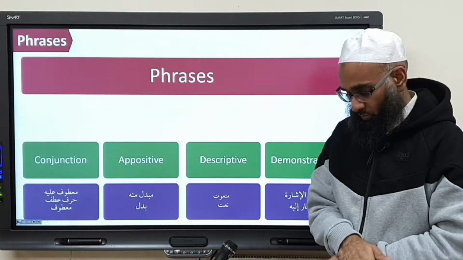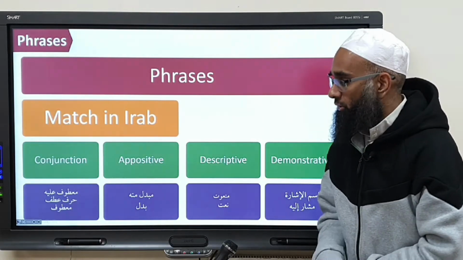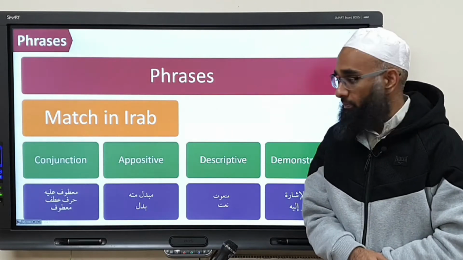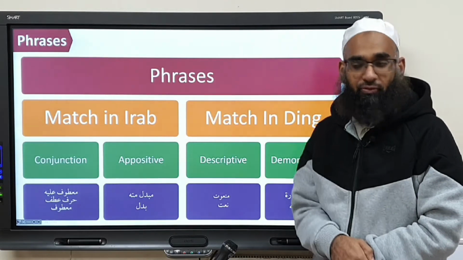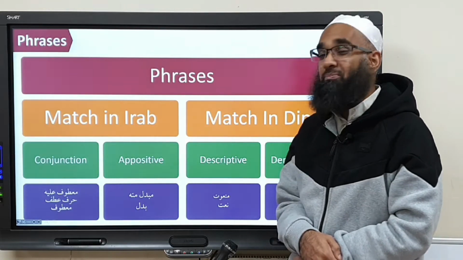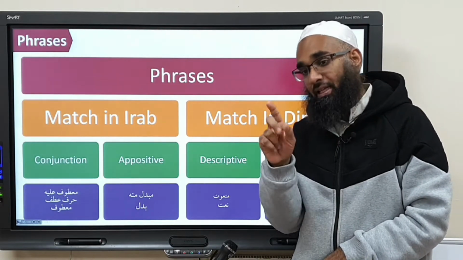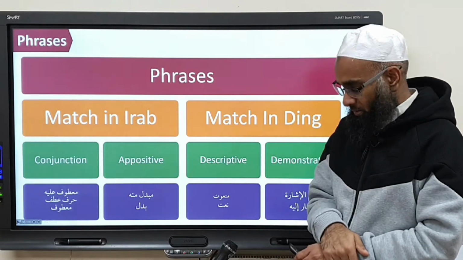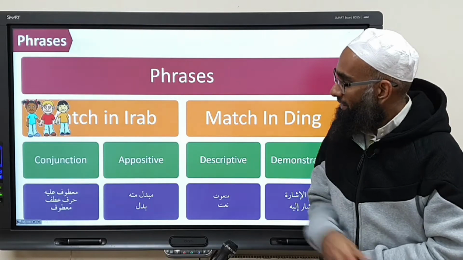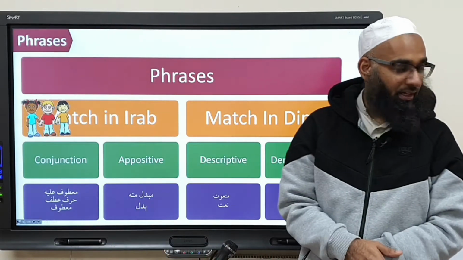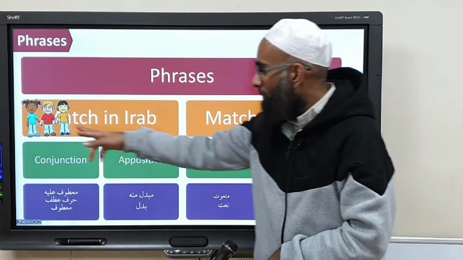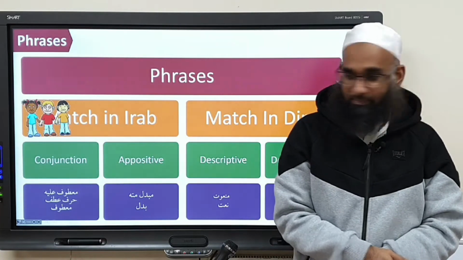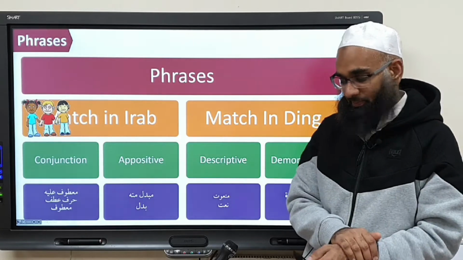What we can do now, you're going to categorize them. The conjunctive phrase and the appositive phrase, they match in what? I'rab. And descriptive phrase and demonstrative phrase match in D-I-N-G, and even more in D. Not only do you have to match in D, the second one has to have what? Alif Lam. It can't be a name, it has to be Alif Lam. Okay? So what we say here, that these ma'tuf alay and harfu atf and ma'tuf and the mubdal minhum badal, they're buddies. Why? They match in I'rab. Yes? What are they? Buddies.